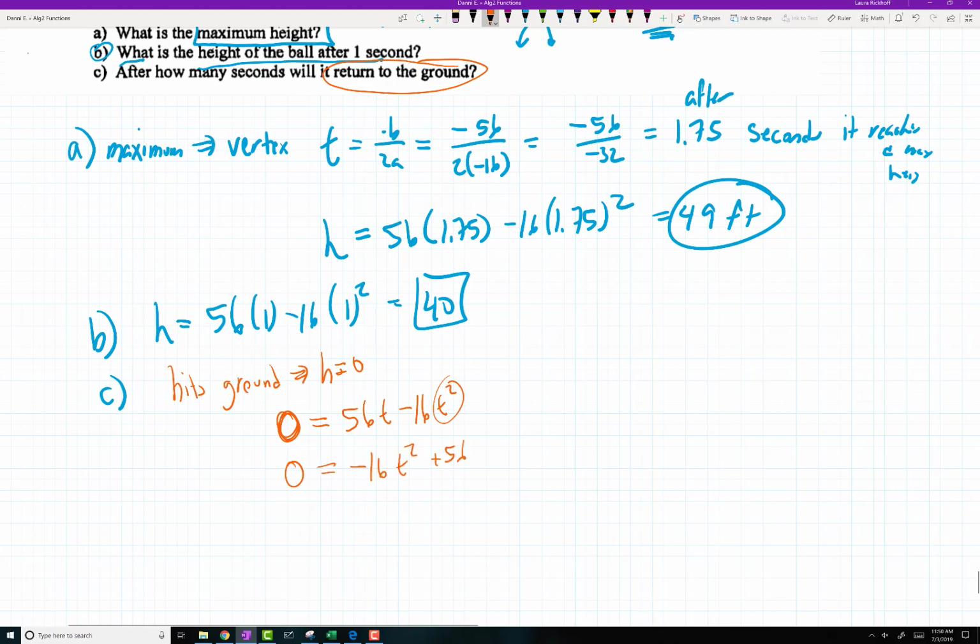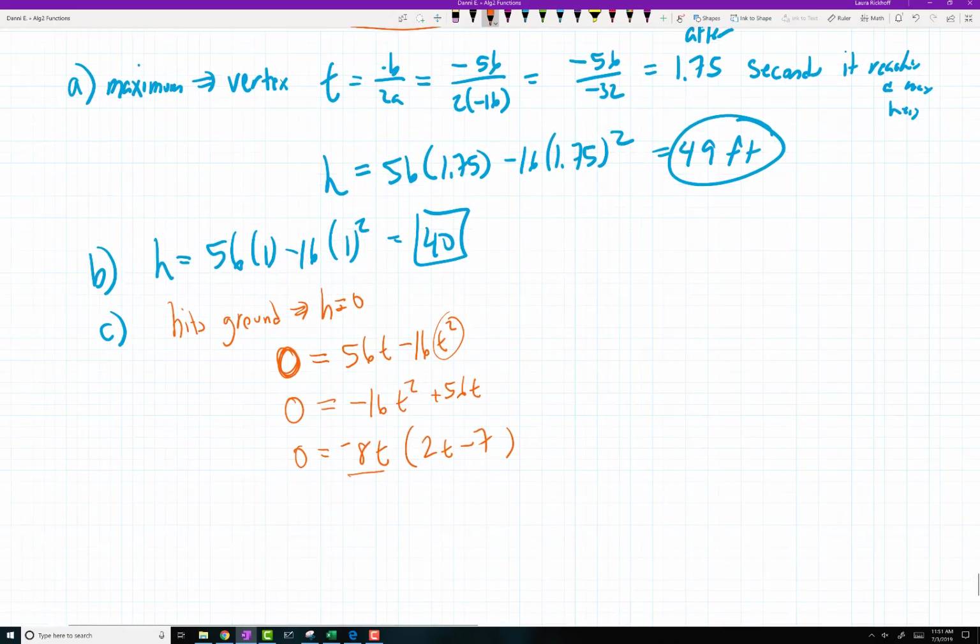And maybe we'll try to factor it by pulling out the negative 16, but I don't think it's 56 divided by 16. No? Okay. Doesn't go in, so we can pull out maybe a negative 4t, pull out a GCF first. I guess I could have pulled out an 8. That would have been better, right? Because 16 and 56 both divide by 8. So you'd have 2t minus 7.